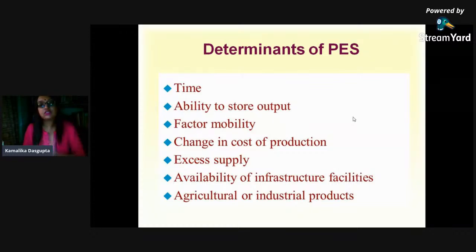Availability of infrastructural facilities. If better infrastructural facilities are available to you, then you can quickly respond to change in price. Yes, in that case, price elasticity of supply is going to be high.